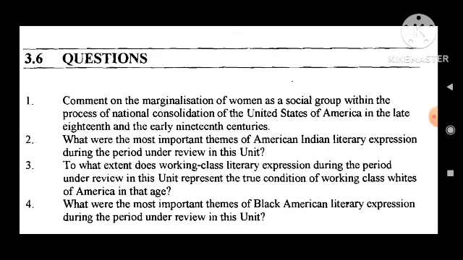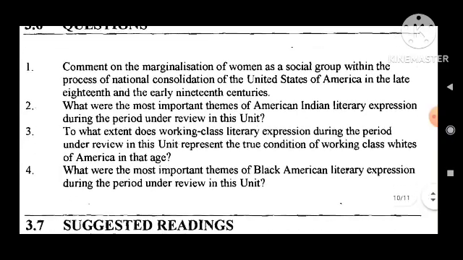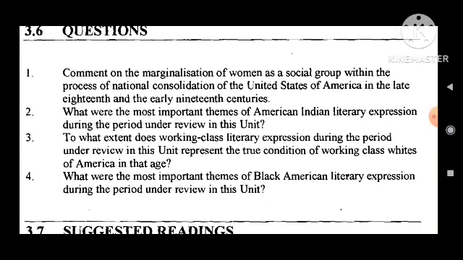What are the most important themes of American Indian literary expression during the period under review in this unit? What are the most important themes of American Indian literary expression? You can justify your answer with the American Indian literary expression with more poets and literary views.